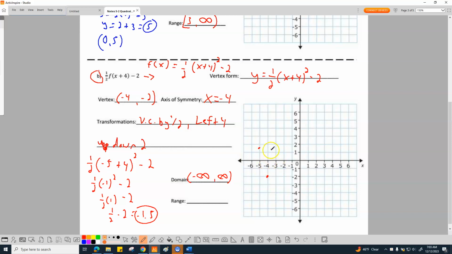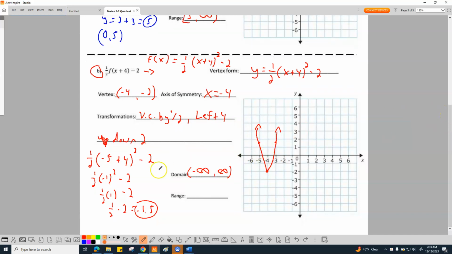So I can use my axis of symmetry and just basically reflect over and do another one, and I essentially have my graph ready to go. That's supposed to be rounded, but I have a hard time drawing on this pad. So that's that for that problem.